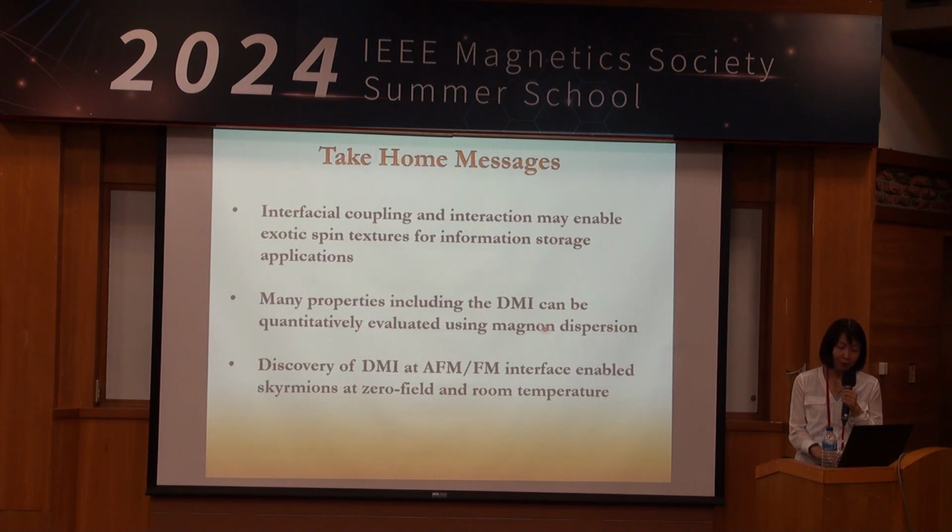We think you can actually quantify important interfacial interactions like DMI by measuring magnon dispersion. So you can quantify such DMI interaction between different heavy metal ferromagnetic bilayers, or even, when we did that work on iridium manganese, it was one of the first examples of DMI at an AFM-FM interface. That would, at the time, enable the first demonstration of skyrmions at zero applied field and at room temperature. So that was a little contribution to something that's useful.